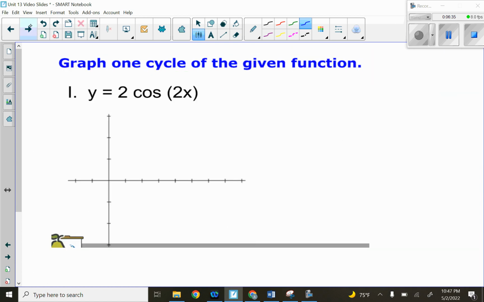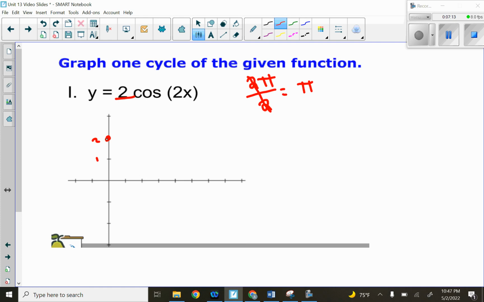Right, now we are graphing. So cosine, we know it's going to start on our y-axis and not at the origin, and it has an amplitude of 2. So that means we're going to start up at 2. Now we need to know how long it takes to complete a cycle. So that is 2 pi divided by b, which in this case is 2, which ends up giving us pi.